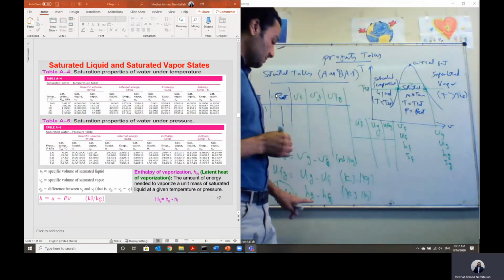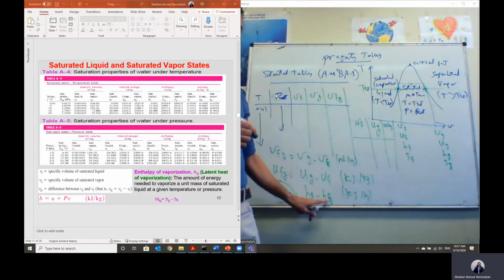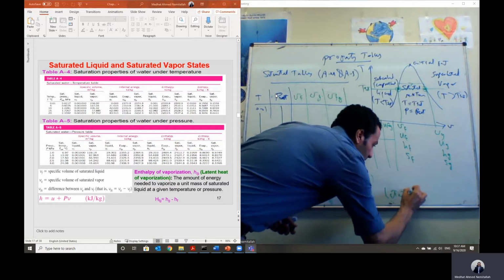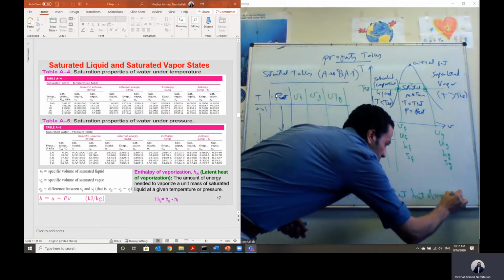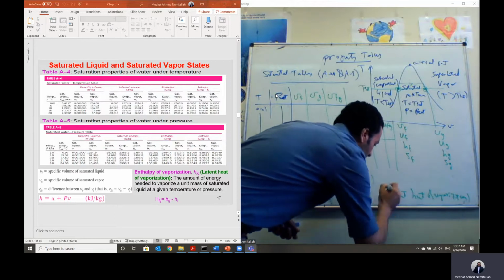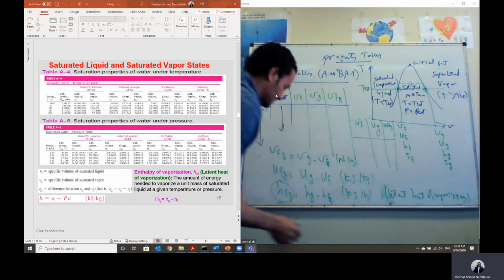So if we have the enthalpy of saturated vapor and subtract the enthalpy of saturated liquid, then in this case we get the amount of heat added to convert the phase from the liquid phase to the vapor phase. So this is called the latent heat of vaporization, which is h_fg. h_fg is defined as the latent heat of vaporization.